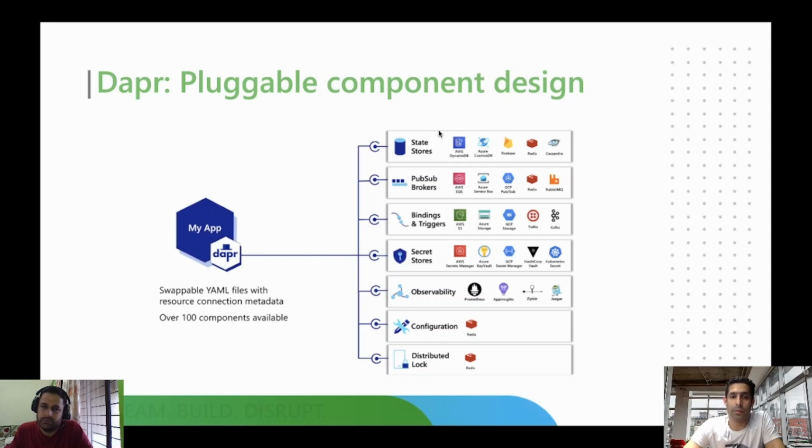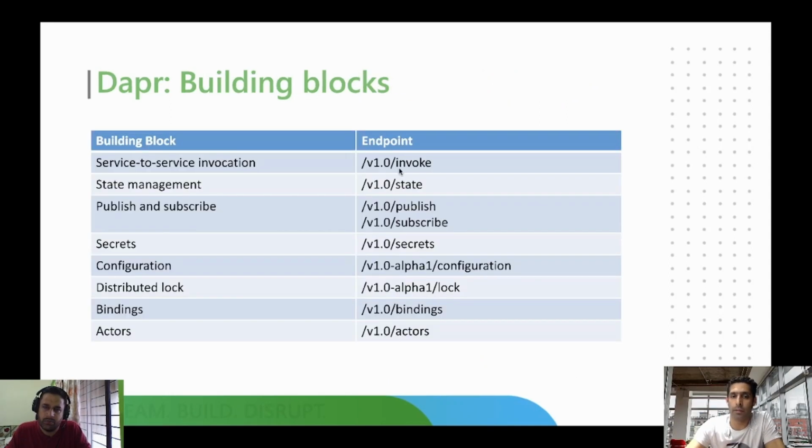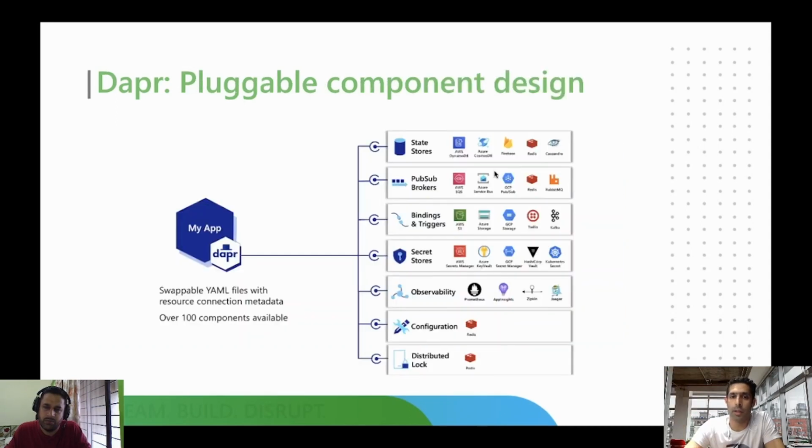If you see in this, there is a state store. That state store component exposes one interface, and by interface I mean the endpoint: what the endpoint looks like and what the payload is. But the implementation behind that interface can vary. It could be Redis, Firebase, or AWS DynamoDB. Similarly, in the case of a PubSub broker, it could be RabbitMQ, Redis, or AWS SQS.